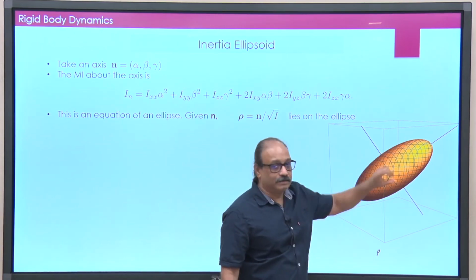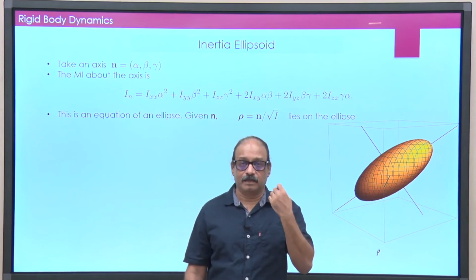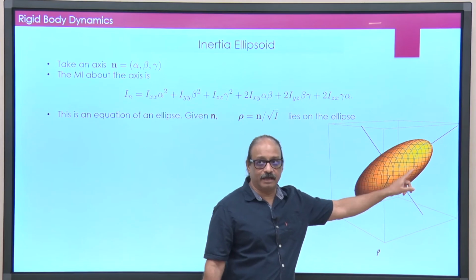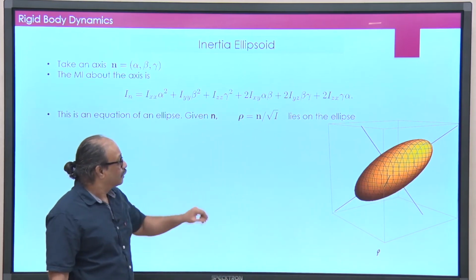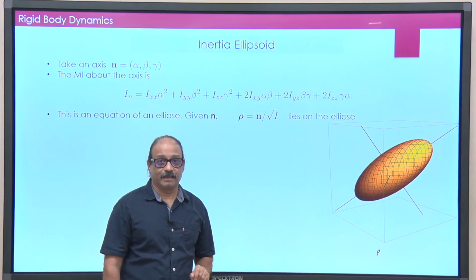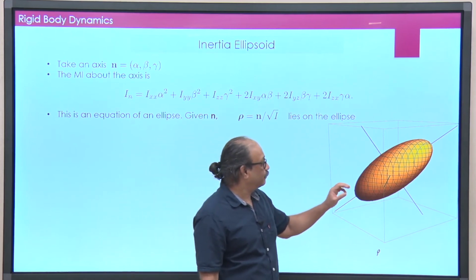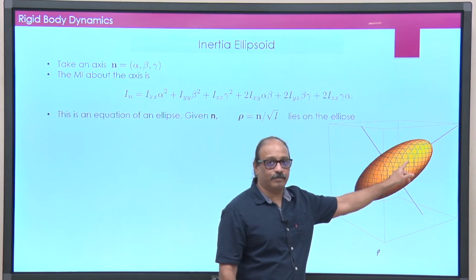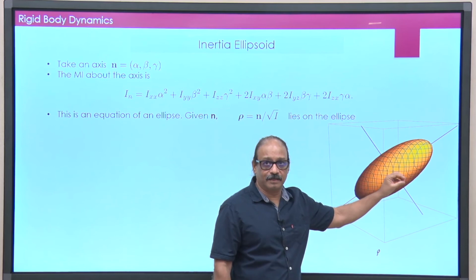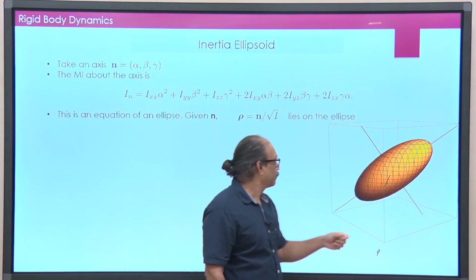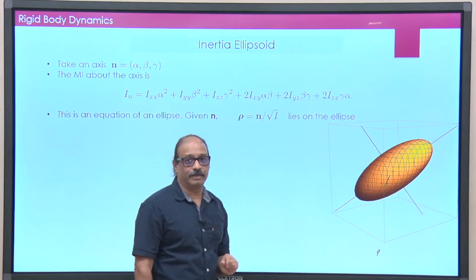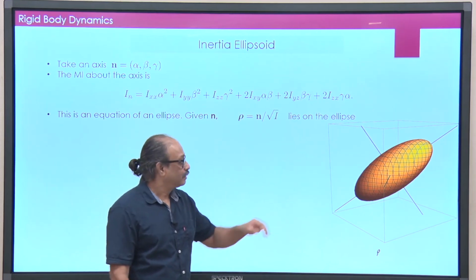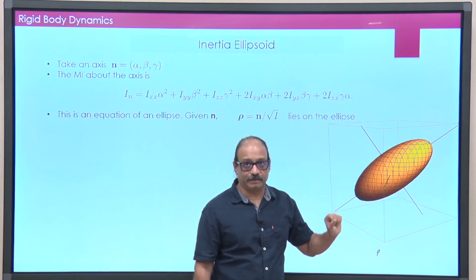Secondly, the length or distance from origin to a point on the surface of this inertia ellipsoid is how much? That is equal to 1 over square root I, which means if I want the moment of inertia about a particular axis, you simply draw that axis, find the point where it cuts the inertia ellipsoid, and the distance from origin to that point is basically 1 over square root I n. So, I n will be 1 over the square of the distance from origin to that point.